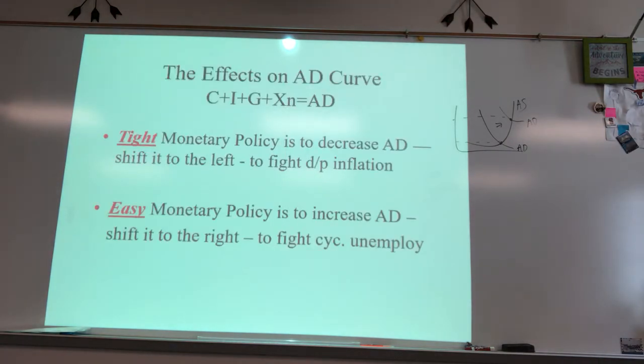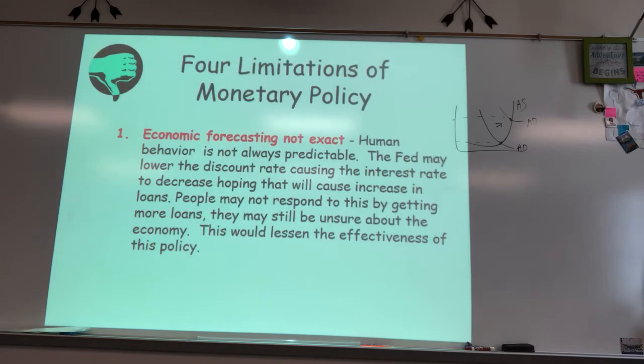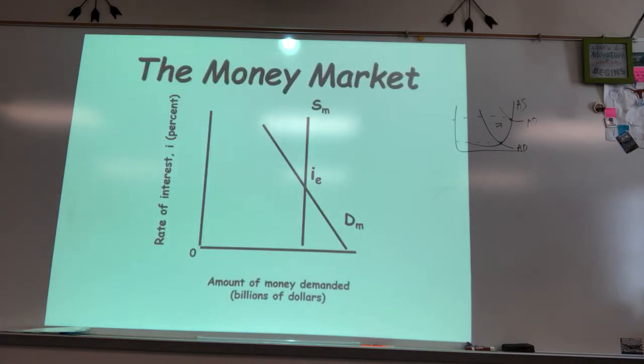Okay, so there's just two different ways that we dealt with the effects of aggregate demand. One was tight monetary, okay? And then the other one was easy. So sometimes they're called tight is contractionary, and easy is expansionary, but we'll look at that. And they fight different problems. There are limitations to monetary policy.